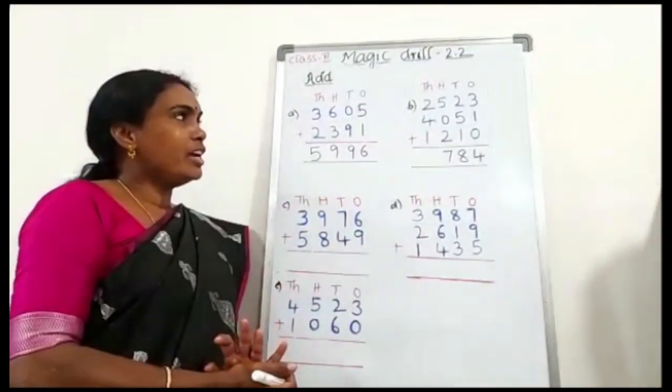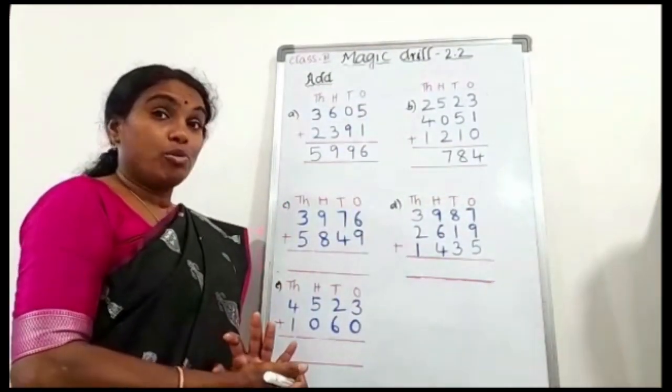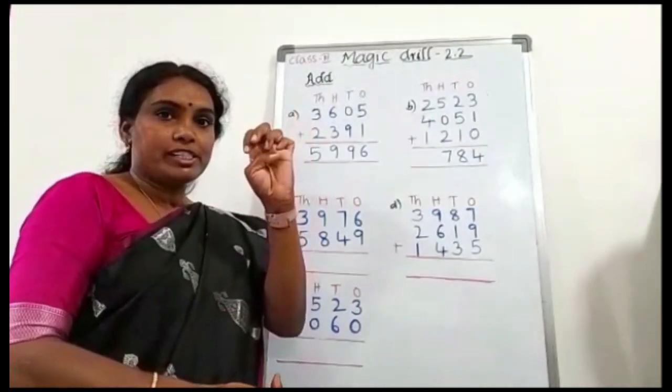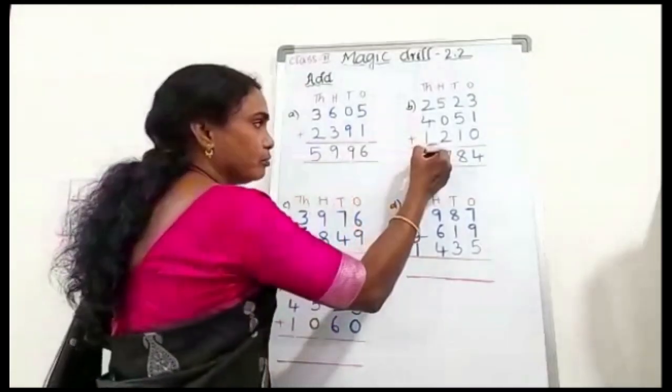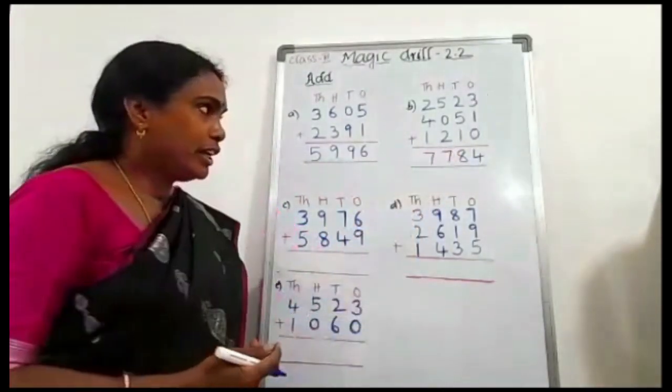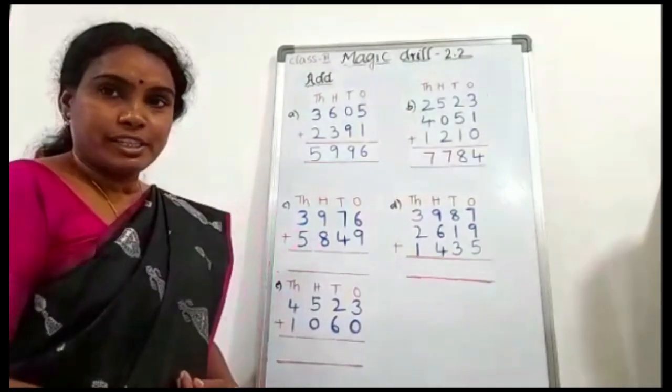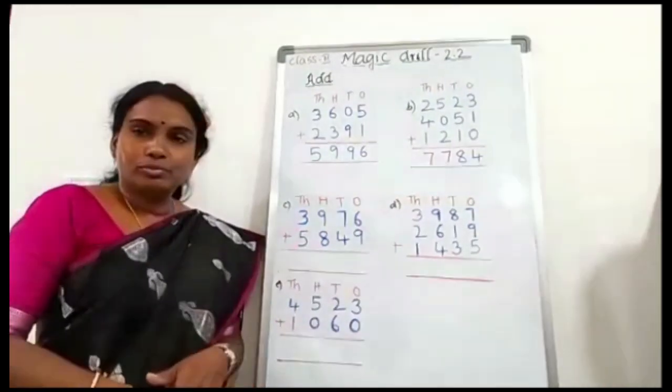In the thousands column there are 2000 plus 4000 plus 1000. 2 plus 4 is 6, plus 1 is 7. The total is 7784. Yes, children. Now go to the third problem.